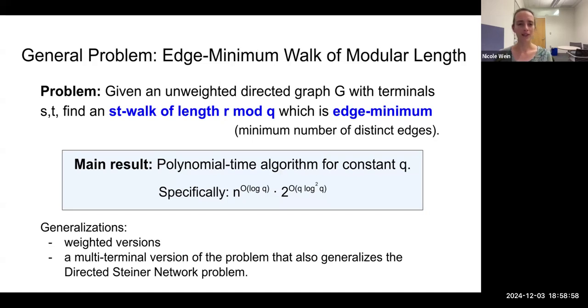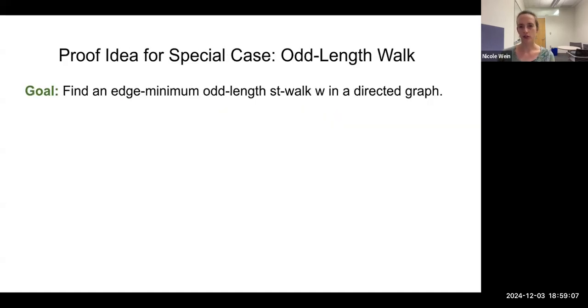Okay, so my main goal for the rest of this time is to give some ideas about the proof, but only for the special case of odd length walks. That was the one that I introduced at the very beginning. And then I'll say just a little bit about extending it, but mainly I'll focus on this special case. So in the special case, our goal is to find an edge minimum odd length ST walk, and we're going to call it W, in a given directed graph.